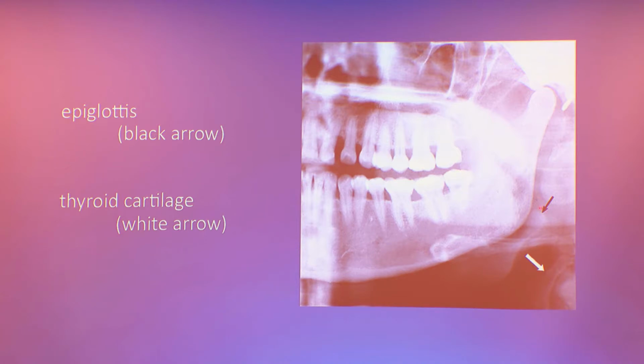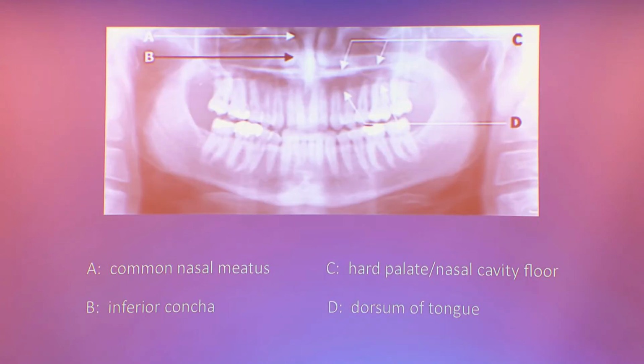Epiglottis is here. Thyroid cartilage here. It doesn't always image, but it might, and it can be mistaken for other problems, but that's normal anatomy. The lucent band is the common meatus within the nasal cavity. The lucent band down here is the inferior meatus. And the opacity that I'm tracing out here is the inferior concha. We're looking at it in profile view or sagittal view.